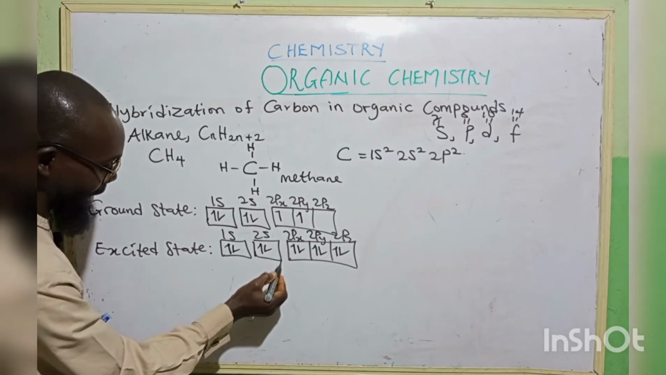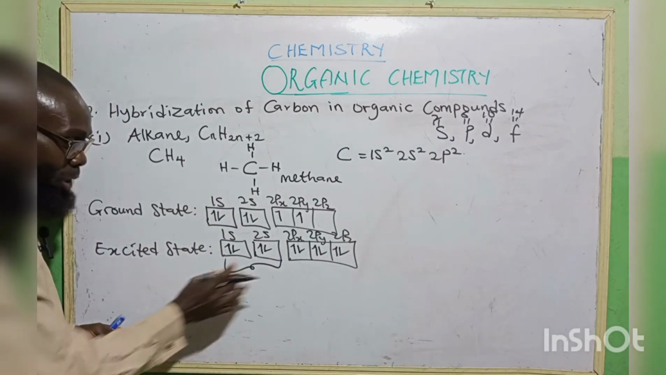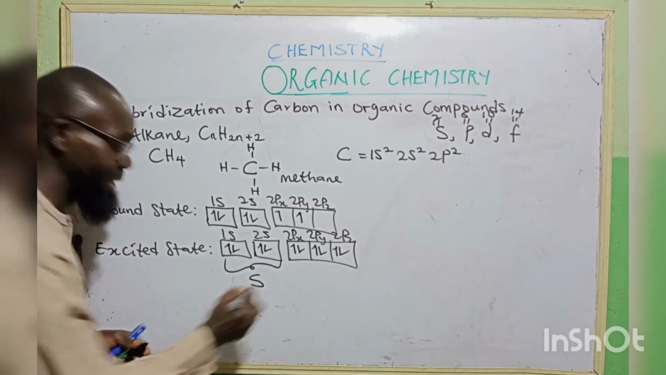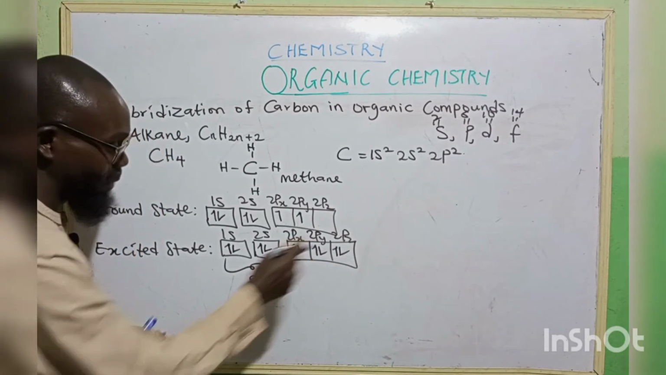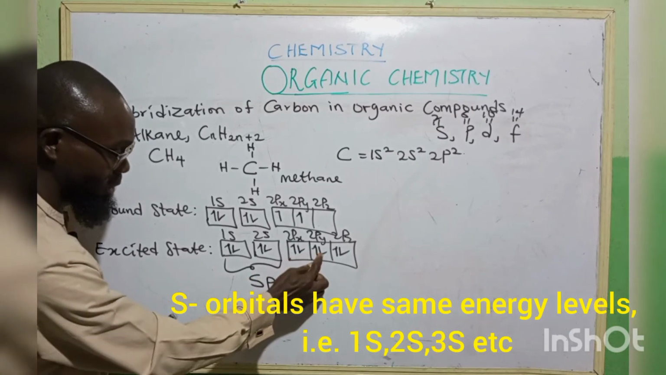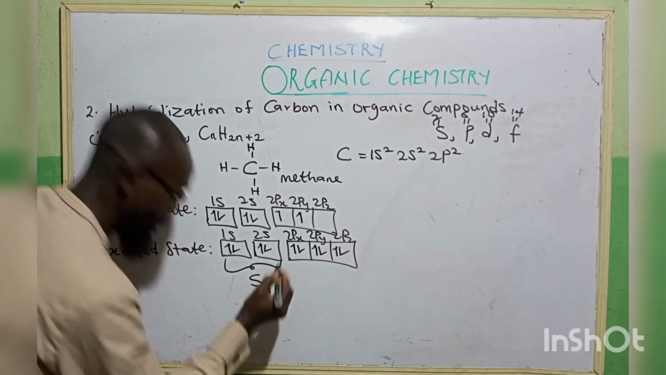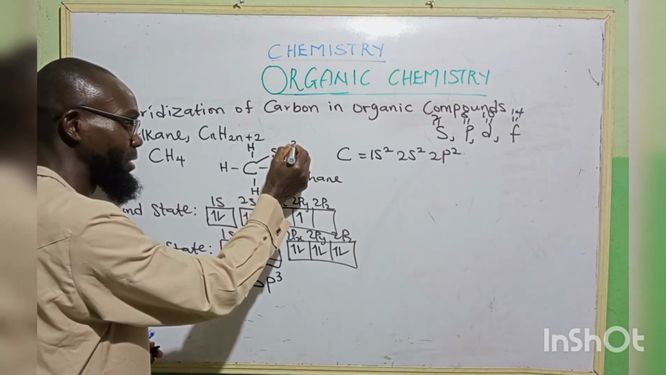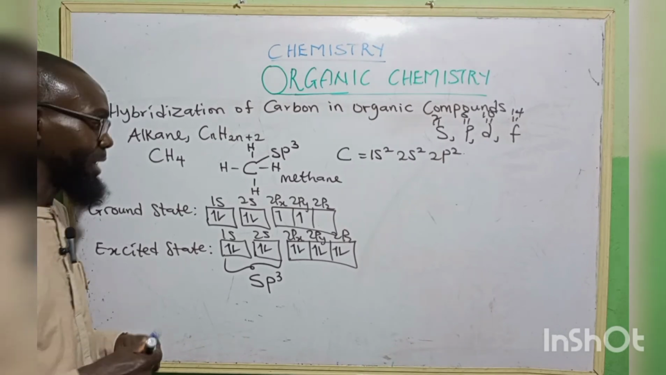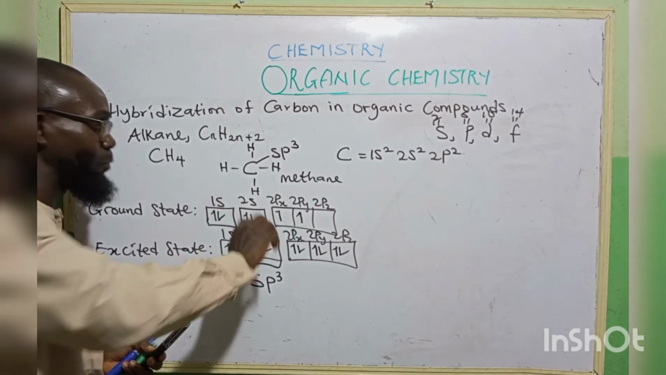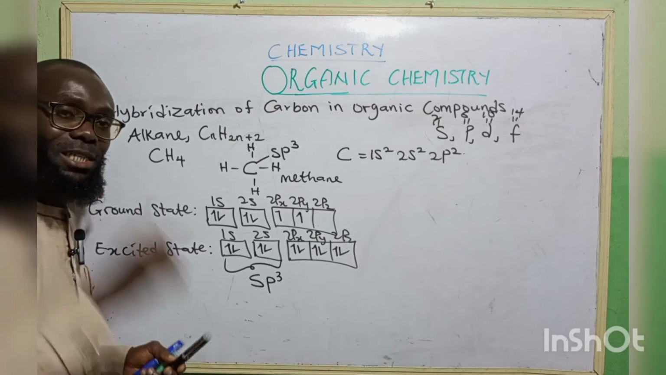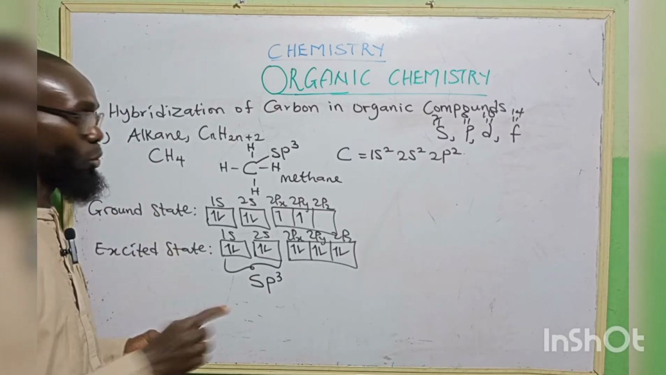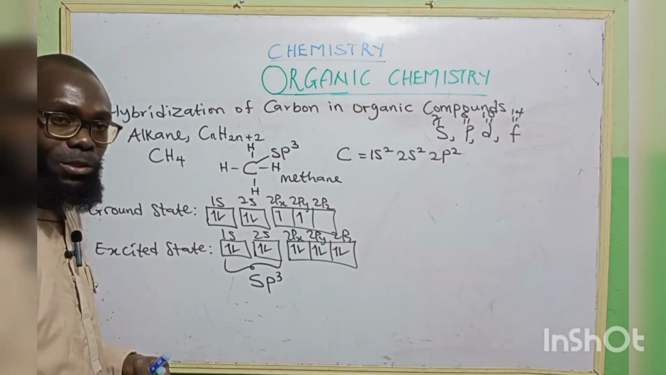Now, the 1s and 2s orbitals, they have the same energy level. We call them s. Then this is p orbital. How many bonds do we have in this p orbital? We have 1, 2, 3. 3 here. So which means the hybridization of this carbon here is sp3. So any carbon atom that is surrounded by single bonds, that carbon atom will be sp3 hybridized. So this carbon atom is sp3 hybridized.